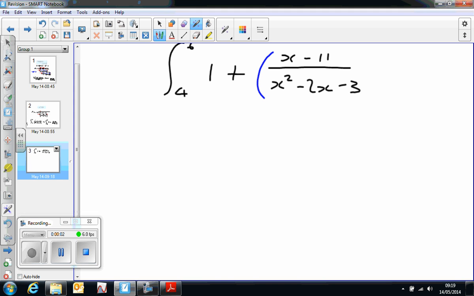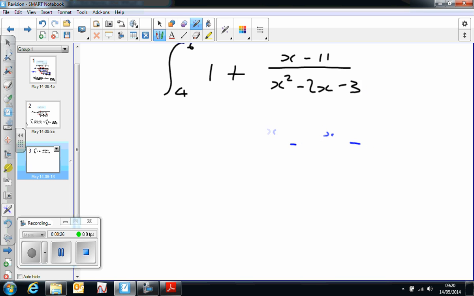I'm going to focus on this bit now and use partial fractions, aren't we, to separate it. So what's the first thing to do with this fraction? Yeah, we've got to factorise the bottom. This bottom term here, factorise it. Turn it into two brackets, remember, x, x. What are these two missing numbers? Okay, factorise it.